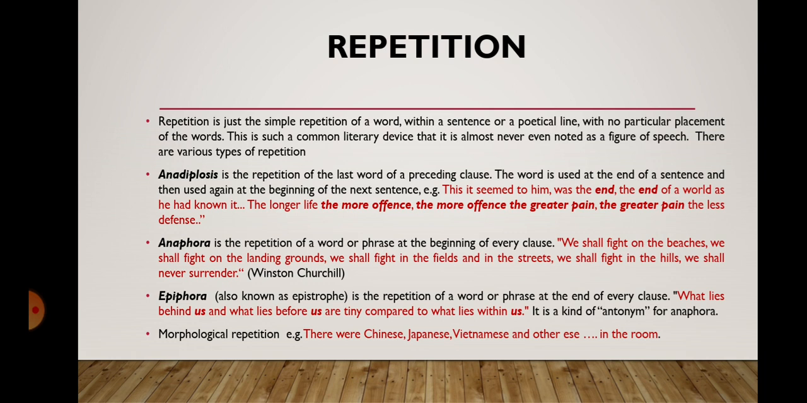Anadiplosis is the repetition of the last word of a preceding clause. The word is used at the end of a sentence and then is used again at the beginning of the next sentence. For instance, this, it seemed to him, was the end of the world as he had known it. So the word "and" is repeated at the end of the first clause and then at the beginning of the second clause. The longer life, the more offense. The more offense, the greater pain. The greater pain, the less defense.